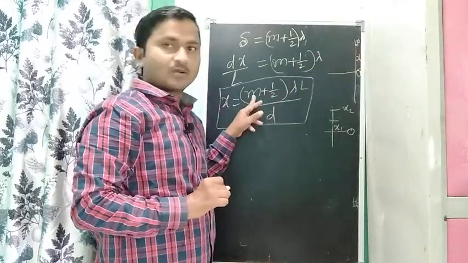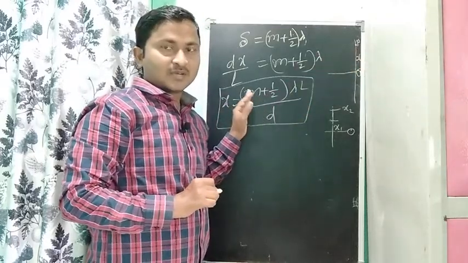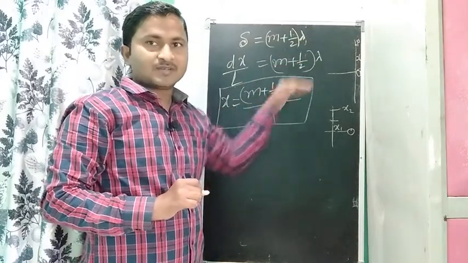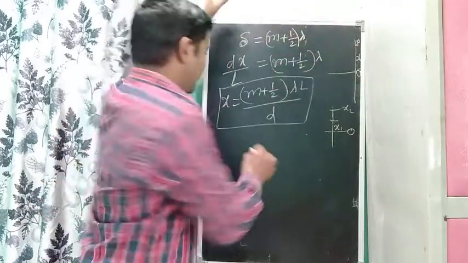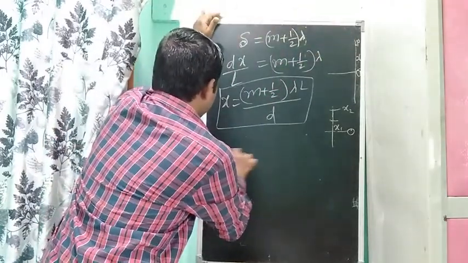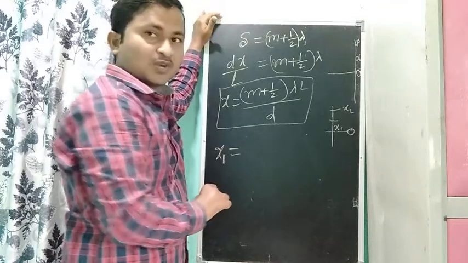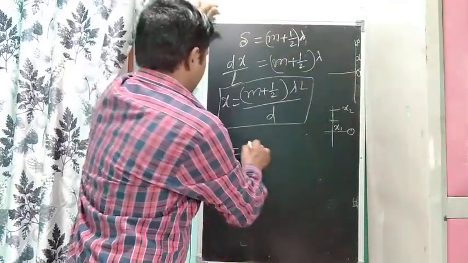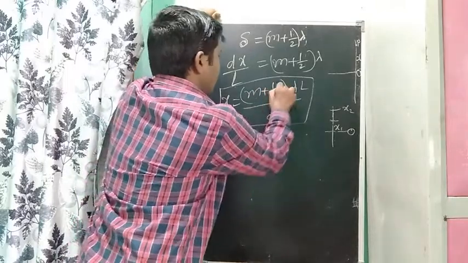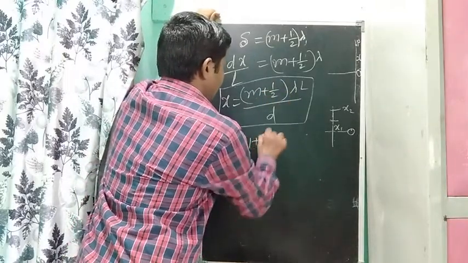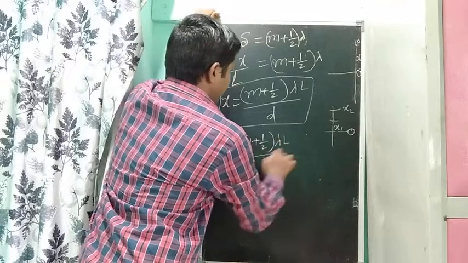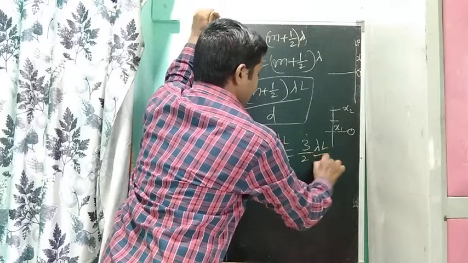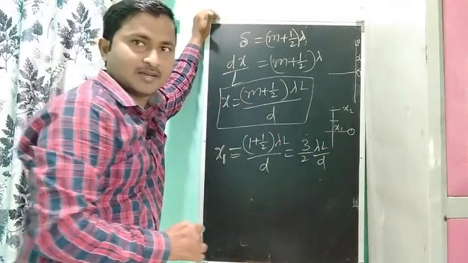If you substitute m equal to 1, we get the distance of the first dark fringe. M equal to 2 gives the distance of the second dark fringe. Therefore x1, the position of the first dark fringe from the central fringe, is 1 plus 1 by 2 into lambda L by d. We get 3 by 2 lambda L by d.